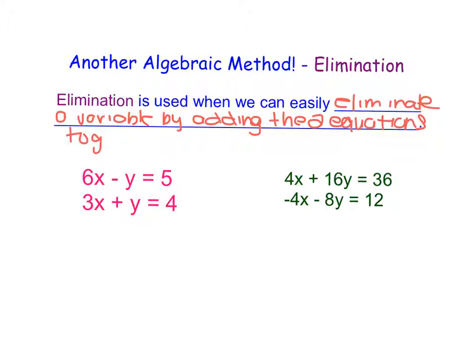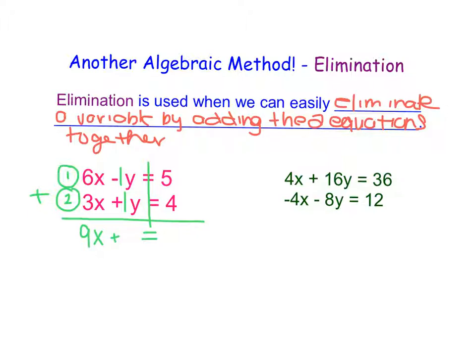together. So what I mean by this is we're going to look at the two systems below, and these are both set up in such a way that if we add the two equations together, a variable will eliminate. Notice here I have my two equations, and if I add them together, my equal sign goes here. 6x plus 3x is 9x. Negative 1y plus 1y is 0y, which means it's really just 9x on the left-hand side. And then 5 plus 4 is 9.